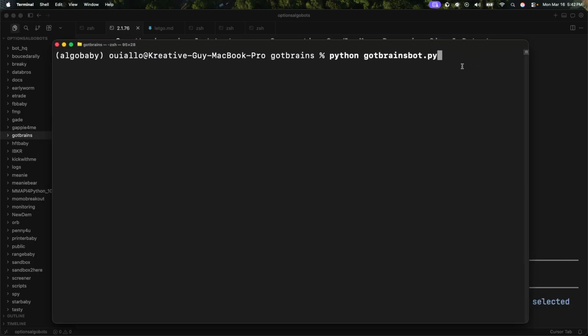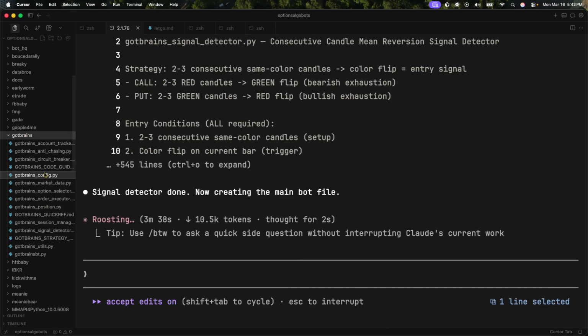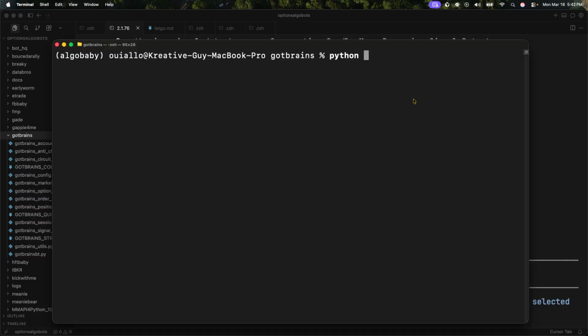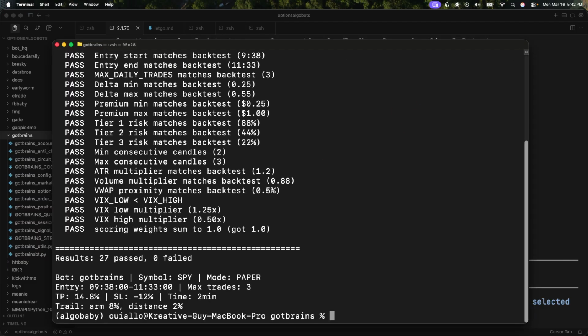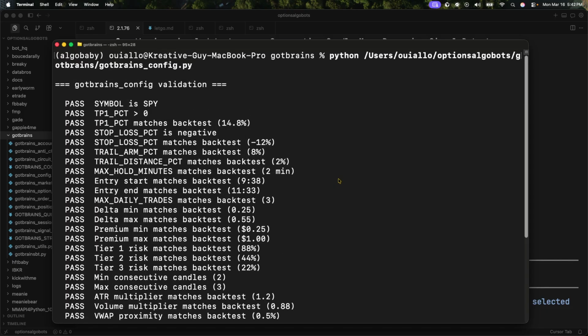So I can, matter of fact, I can test files in here. You know how I can test them? I can just say Python, copy the file path, come here, paste the file path. Beautiful. All tests passed.